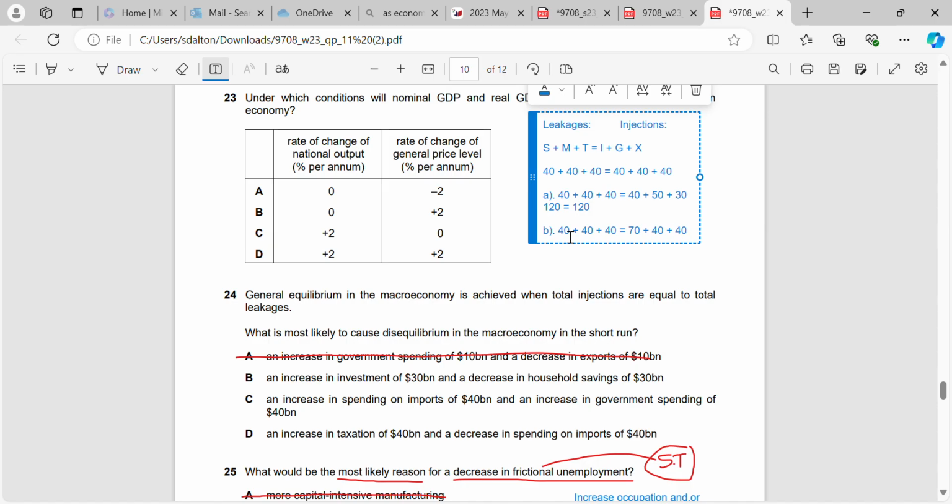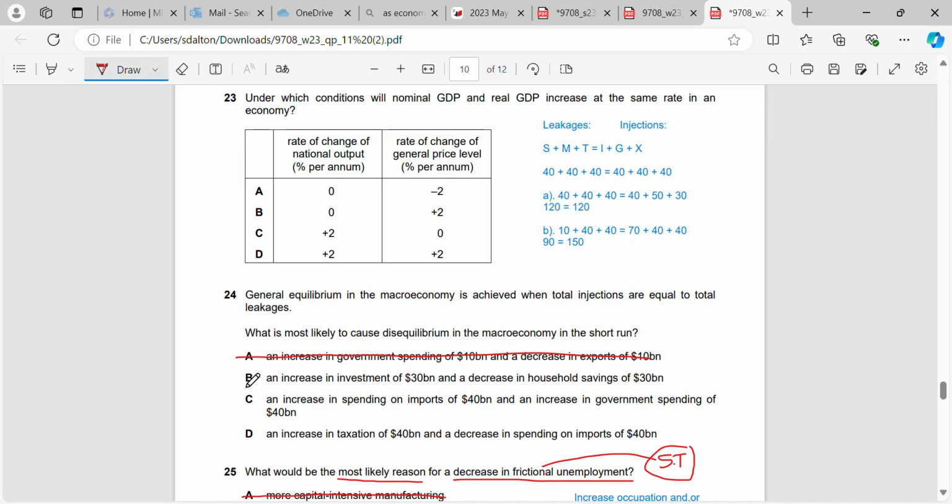But the thing I forgot to take out here is that we have a decrease in household savings of 10 million. So what we're going to have in this case is leakages of 10 plus 40 plus 40, which is 90 million, equaling 150 million for the total level of injections. So B is therefore the correct answer, because that will result in disequilibrium. Our savings or our leakages here do not equal our injections.